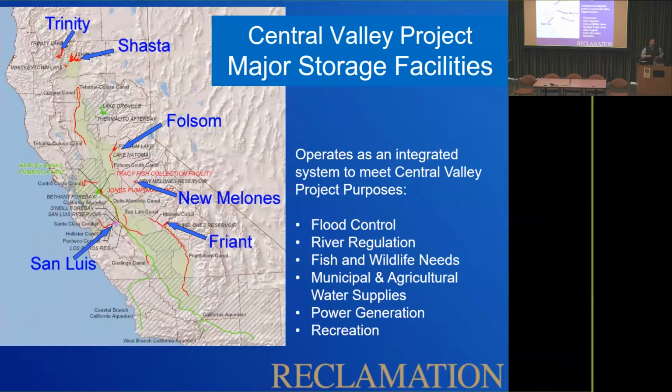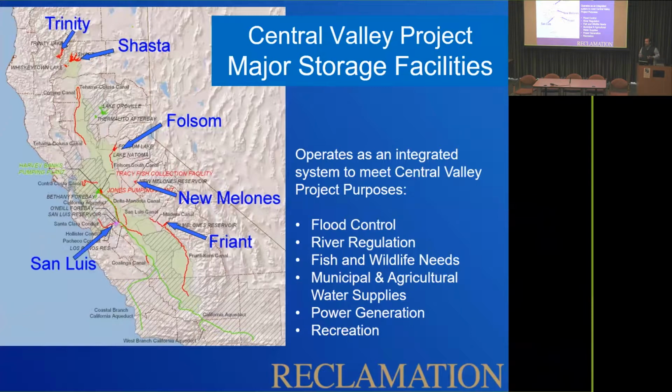One of the interesting things about the Central Valley Project is that it's operated as an integrated system across the Central Valley to meet the project purposes, of which there's many, which leads to there being many participants in the process as well. Some of the main functions of the project are flood control, river regulation. River regulation basically is navigational standards, which are still on the book from the early 20th century and late 19th century. Fish and wildlife needs, municipal and agricultural water supplies, both north of the Delta and south of the Delta.